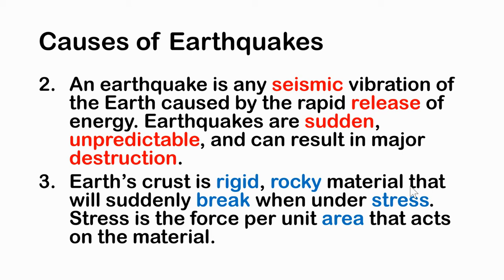Earth's crust is rigid, rocky material that will suddenly break when under stress. Stress is the force per unit area that acts on the material. So that's kind of the definition of stress. It's how much force per unit area. So like how many pounds per square inch, right? Or how many newtons per centimeter? That's what stress is. And Earth, it's rigid and rocky, and it breaks and cracks and crumbles when under stress.